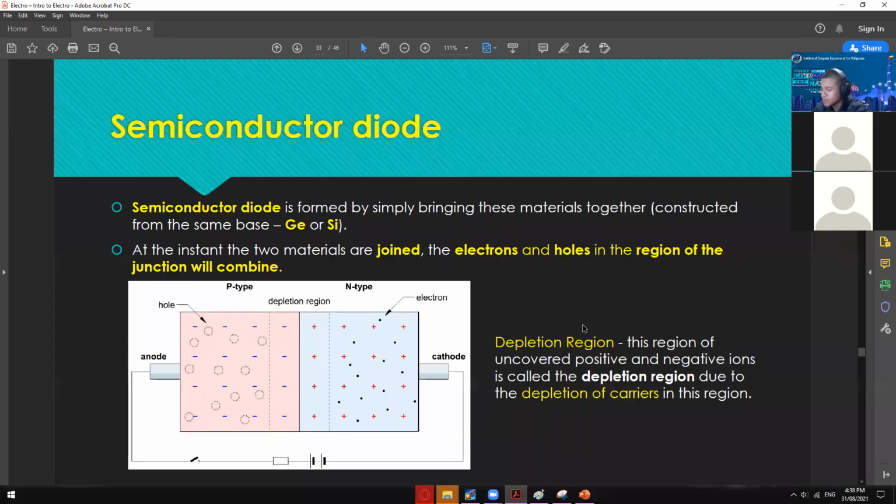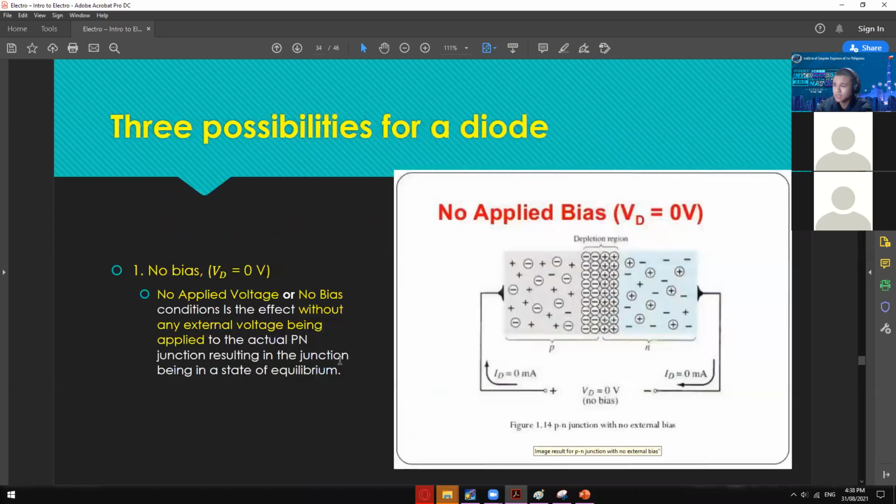So I think I was able to explain everything already. So ito na lang. Depletion region. This region of uncovered positive and negative ions is called the depletion region due to the depletion of carriers in this region. Okay. So dito sila actually parang naglalaho. Kapag nag-meet sila, parang nagkakaroon na ng connection doon and then nagiging electricity. Okay. And then kapag hindi sila nag-meet, meaning it's blocking the way of electricity.